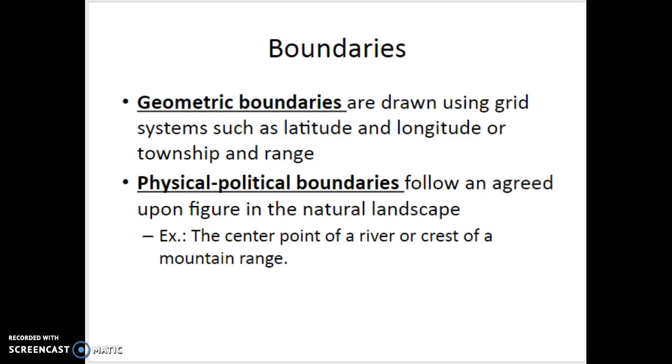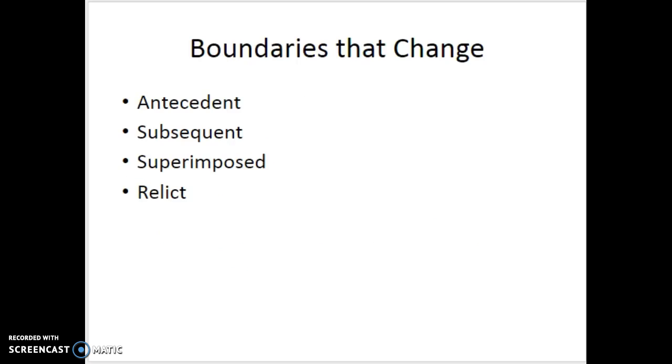The third category, not on the screen, that I would probably add is the discussion of ethnographic or cultural boundaries. And this is where we have cultural factors such as language, religion, or even ethnicity determining the boundaries that we see across the map. All right, but besides the different classifications, we want to talk about the basic types of boundaries that change, which are antecedent boundaries, subsequent boundaries, and superimposed and relic boundaries.